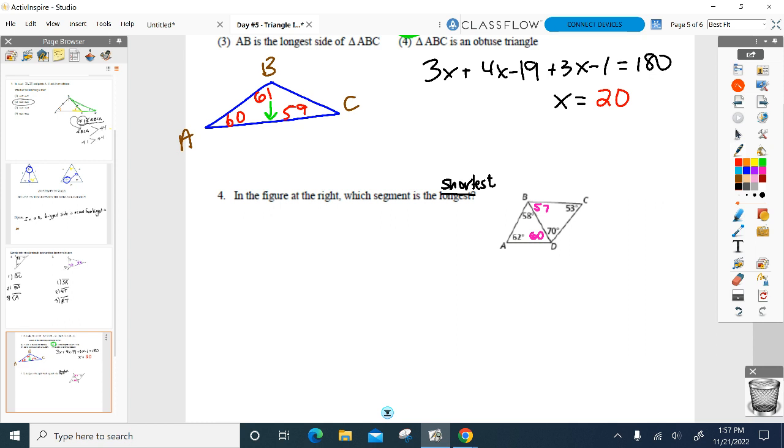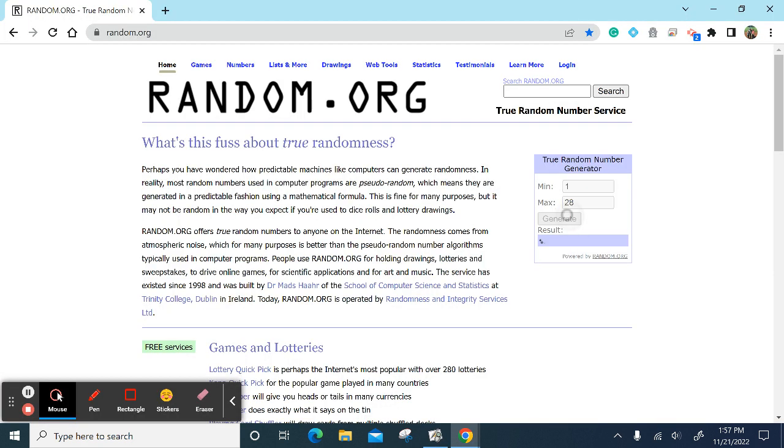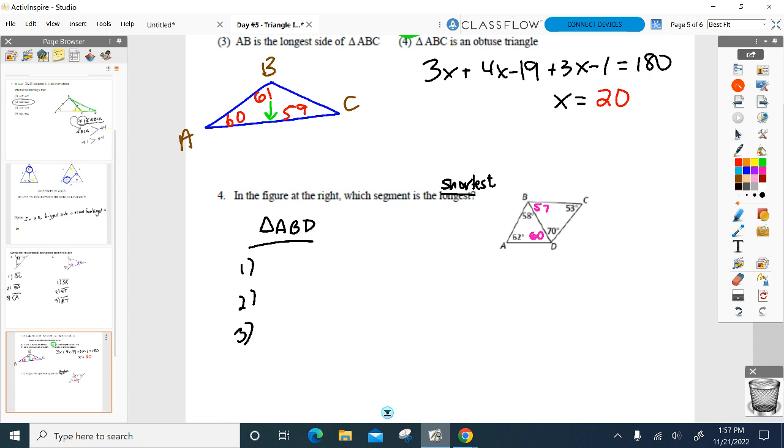So let's start with triangle ABD. Rank their sides from shortest to longest. Who is up? Shortest. AD. Good start. Next. BA. Yep. And longest? BD. Got it.